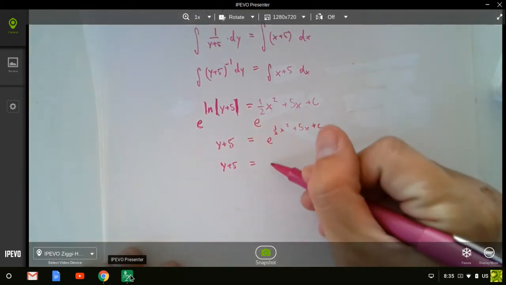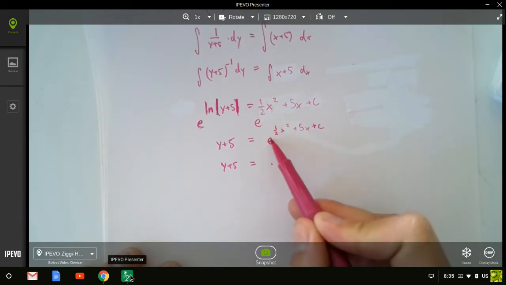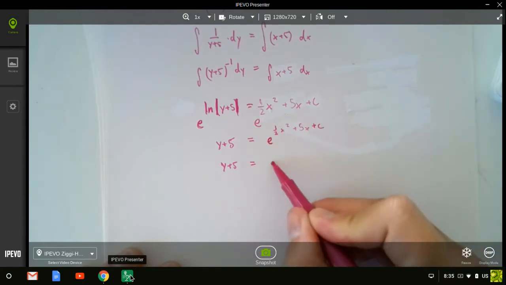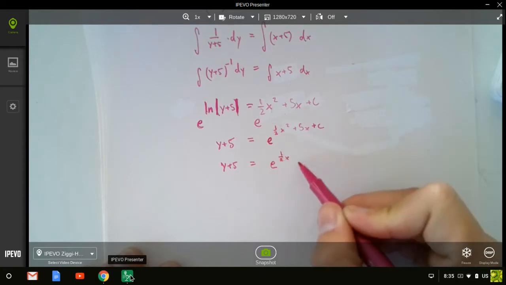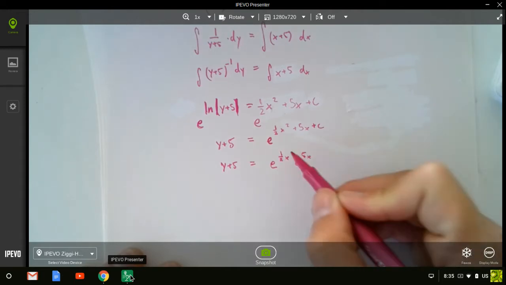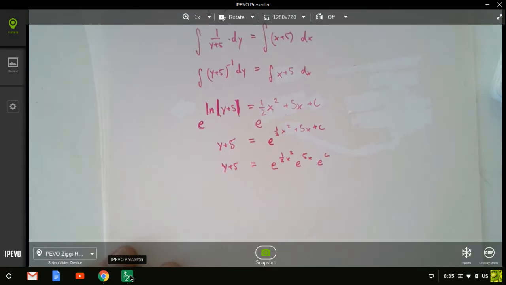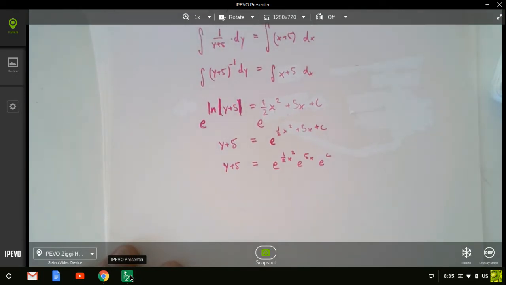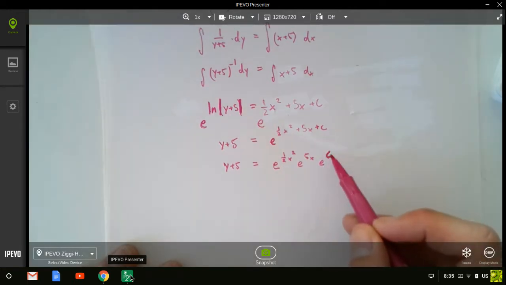So now we have this. If you have multiple exponents next to e and they're being added together, a property that you can use is e to the 1/2 x squared times e to the 5x times e to the c. So you're multiplying them all? Yeah, and I'm only doing it to do one thing. The only reason I'm doing it is to isolate e to the c by itself.